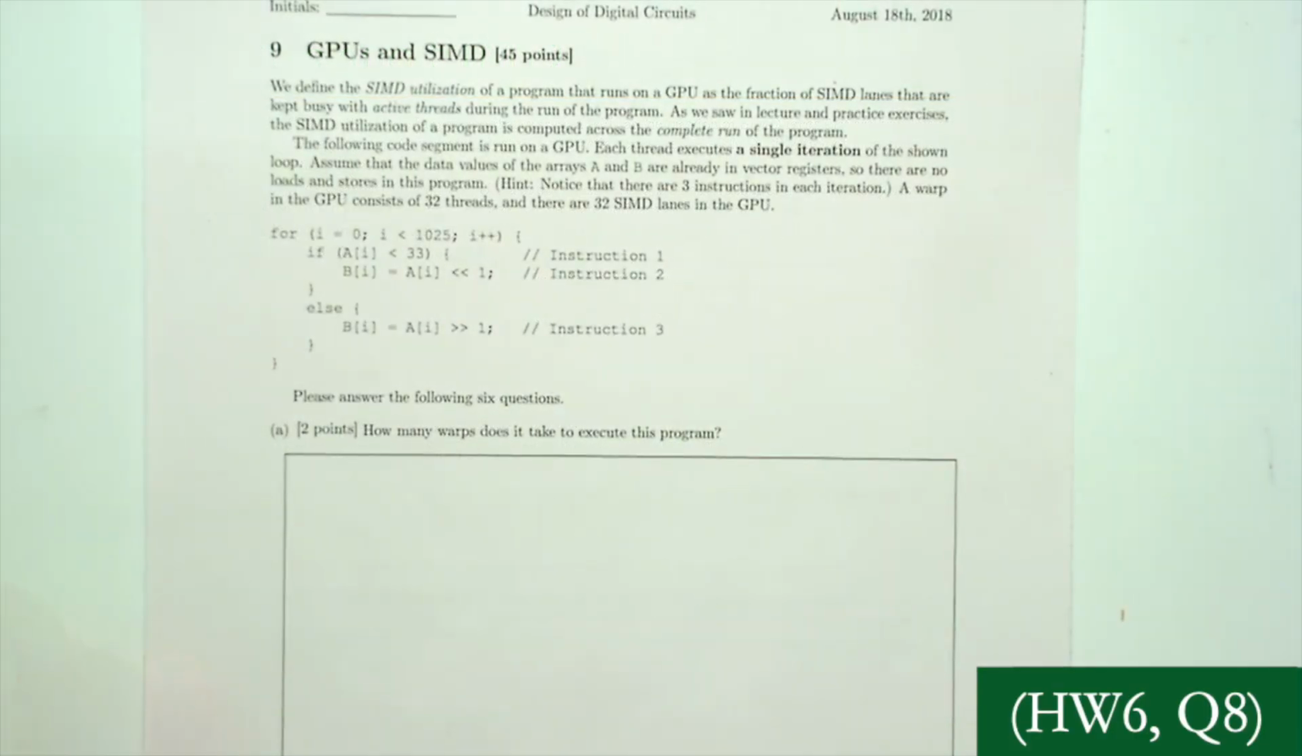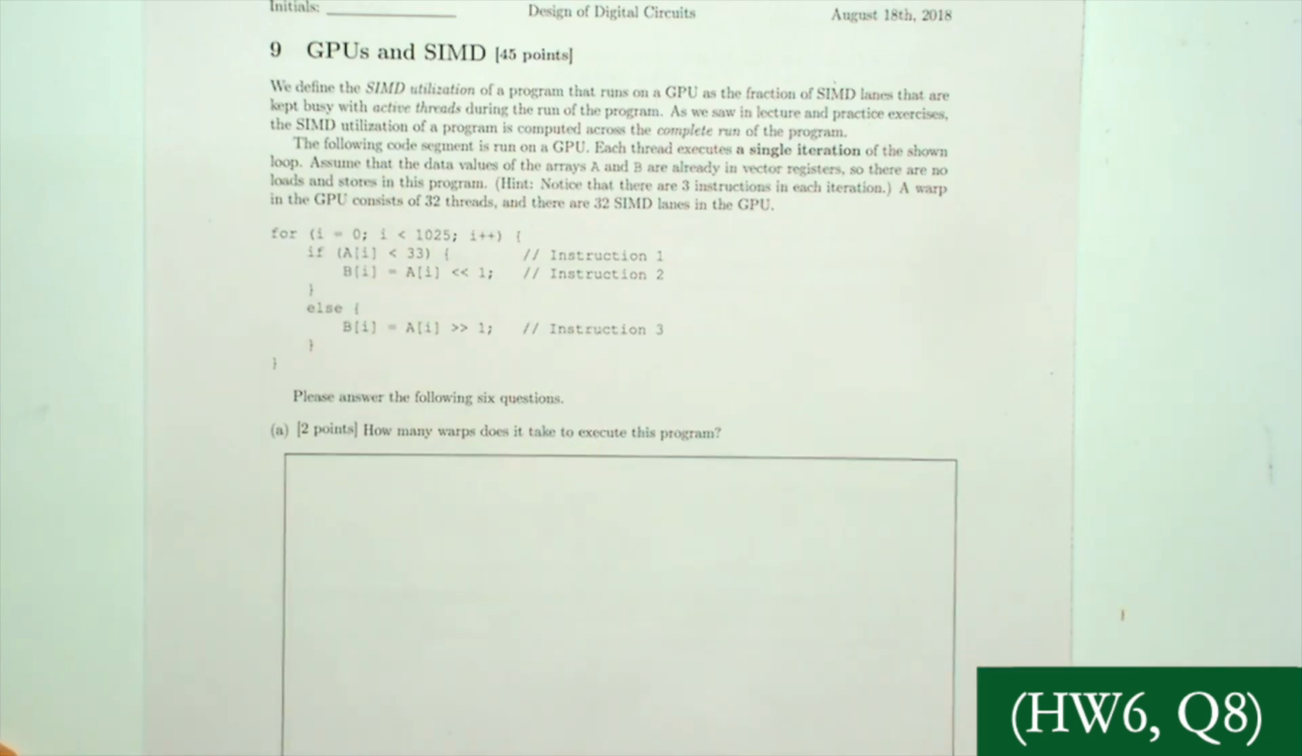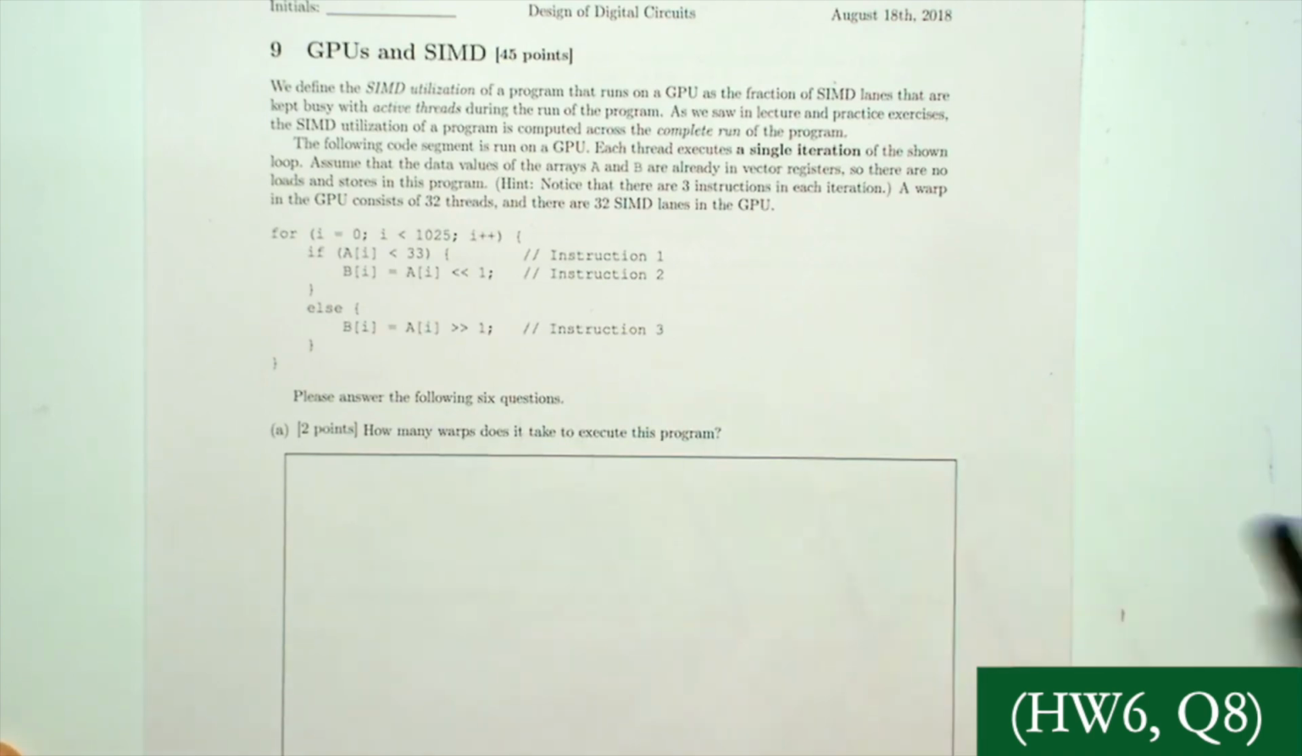The question says, we define the SIMD utilization of a program that runs on a GPU as the fraction of SIMD lanes that are kept busy with active threads during the run of the program. As we saw in lecture and practice exercises, the SIMD utilization of a program is computed across the complete run of the program. The following code segment is run on a GPU. Each thread executes a single iteration of the shown loop.